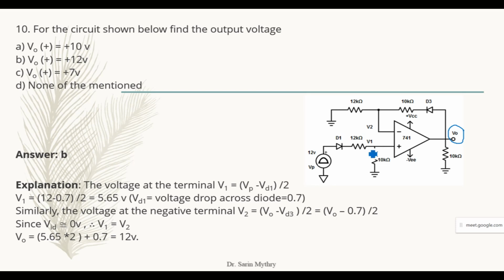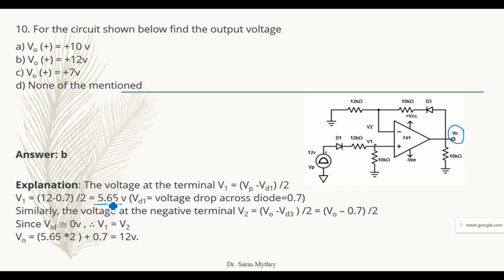You can easily apply the network theory concepts, and you can find out what is the output over here. The output at the terminal V1 is equal to (Vp minus VD1) divided by 2. Vp is equal to 12 volts. This VD1 is the voltage of 0.7, which we call the cut-in voltage or threshold voltage, divided by 2. You get the value of V1 over here.